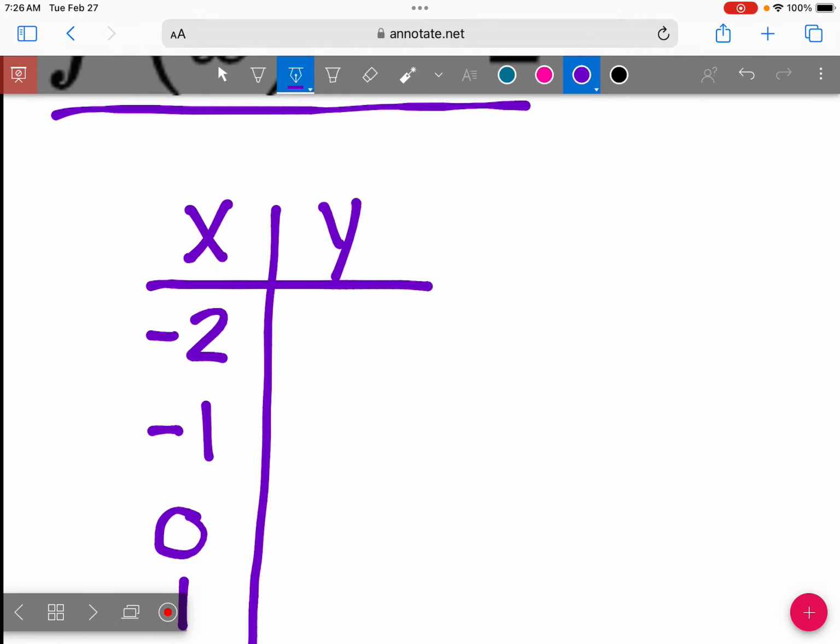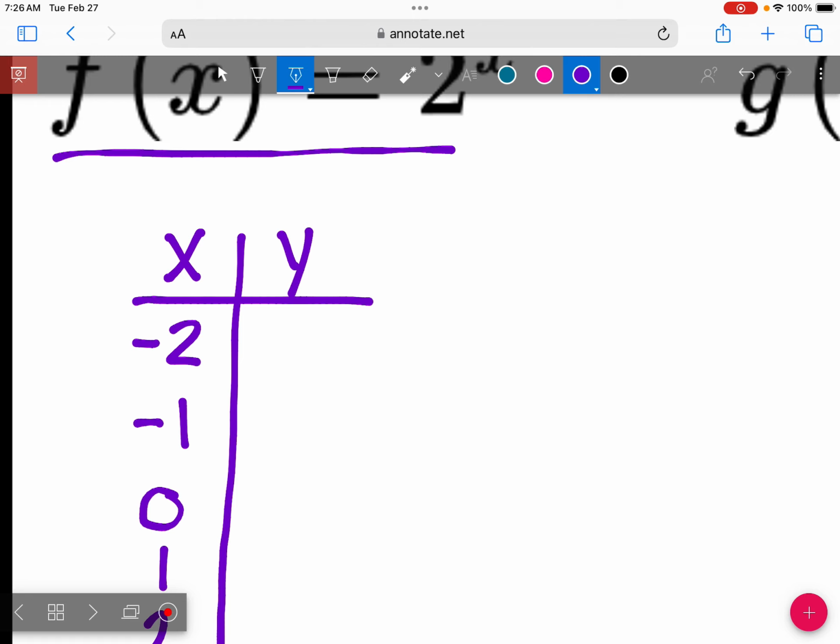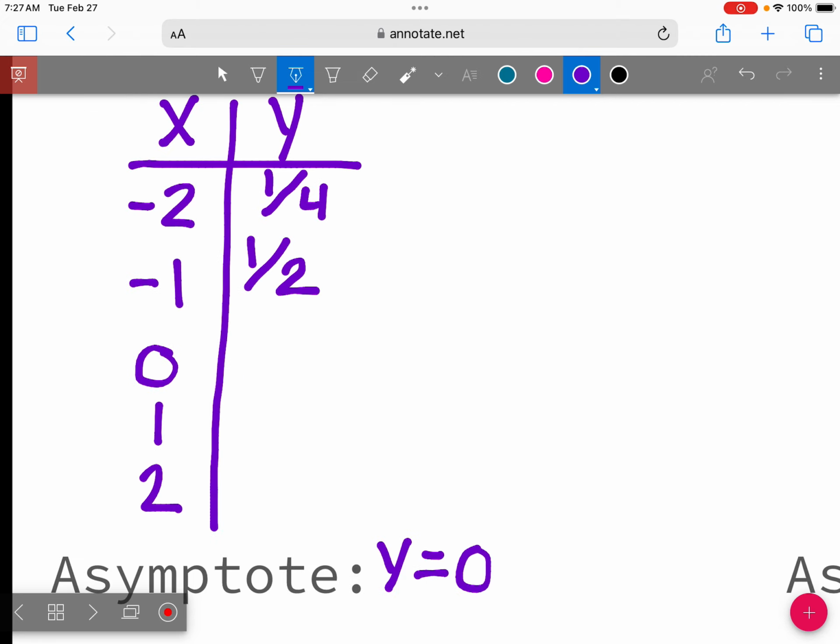When we would evaluate these, 2 to the x, 2 to the power of -2, that's 1/4. Again, you can put it in the calculator. Or you can remember that a negative exponent makes it flip upside down. So it becomes 1 over 2 squared, which gives us 1/4. So our second one is 2 to the -1, which is 1/2. Anything raised to a 0 exponent is 1. 2 to the first is 2. And 2 squared is 4.